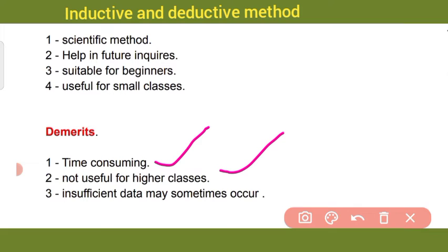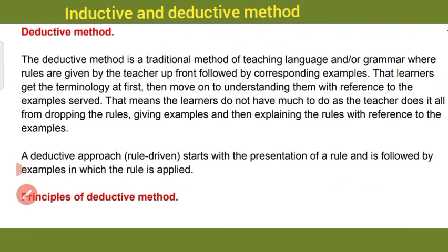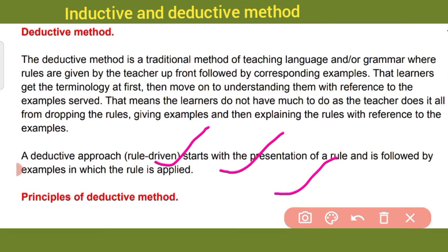It is not useful for high classes, it is just useful for small children, and sometimes insufficient data may occur. Now let's see the deductive method. What is the deductive method? Here you can see, the deductive method is basically a traditional method, and it is usually used to teach grammar or languages to students.